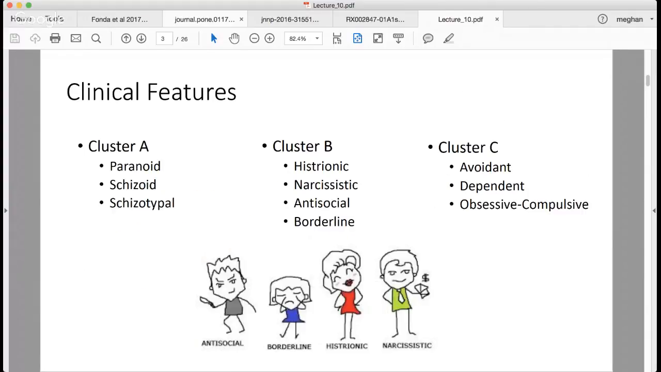The DSM-5 personality disorders are grouped into 3 clusters. Cluster A, which consists of paranoid, schizoid, and schizotypal personality disorders. Cluster B, which consists of histrionic, narcissistic, antisocial, and borderline personality disorders. And cluster C, which consists of avoidant, dependent, and obsessive compulsive personality disorders. There are substantial limitations to the category and cluster designations that we'll discuss throughout the lecture.